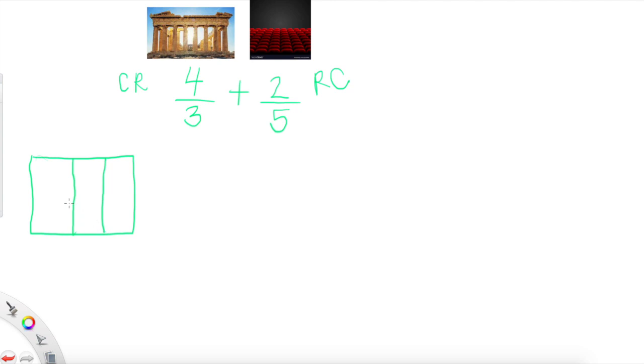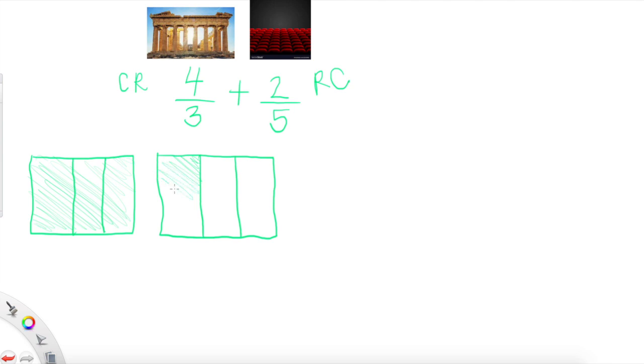Our first fraction is going to be divided into 3 columns. Okay, but I need 4 of those columns shaded in because I'm showing 4/3. So I just shaded in all my columns. Now what am I supposed to do? Well, you guys, 4/3, as you know, is larger than 1. So in order to model 4/3, which is an improper fraction, you're going to need 2 rectangles because improper fractions are larger than 1. So now I have 4/3.